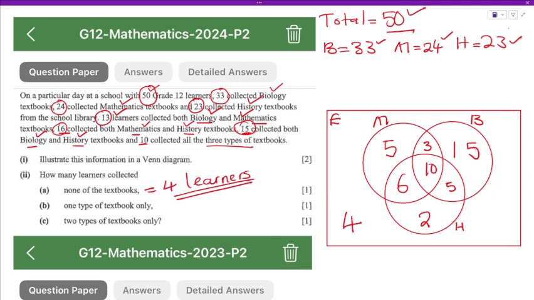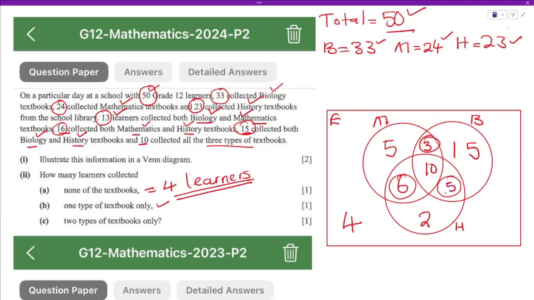Okay, next one. How many learners collected only one type of textbook? So which regions are those? We have the 3 there, we have the 6 there, and the 5. Those regions represent those who took what? One type. One type. That is wrong.